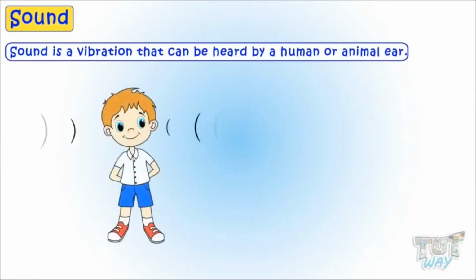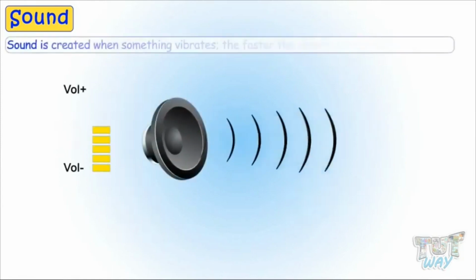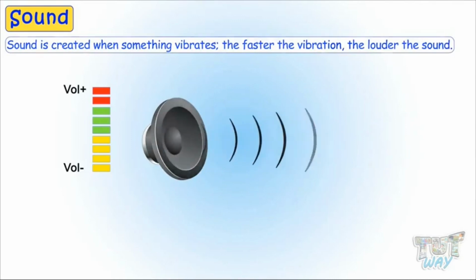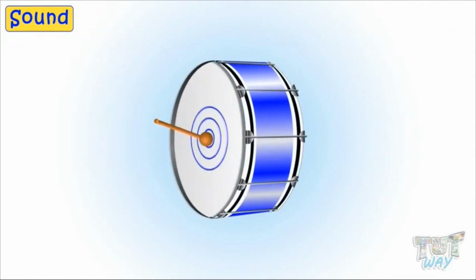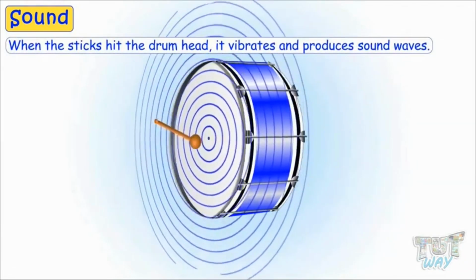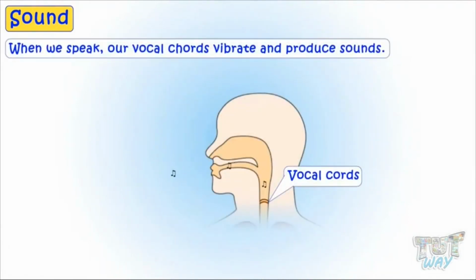Hi kids! Today we will learn about sound. So let's get started. Sound is a vibration that can be heard by a human or animal ear. Sound is created when something vibrates, and the faster the vibration, the louder the sound. Like when the sticks hit the drum head, the drum head vibrates and produces sound waves. Even when we speak, our vocal cords vibrate, because of which sound is produced.